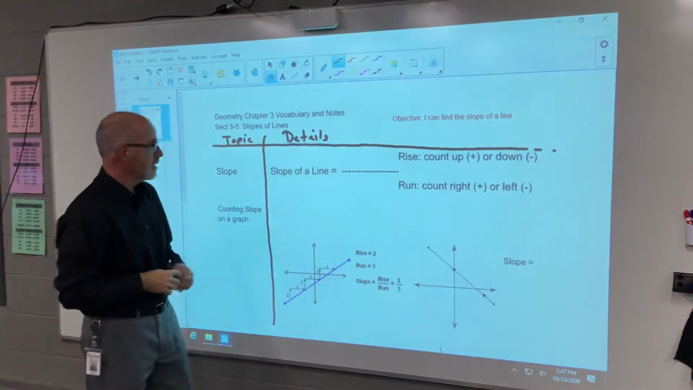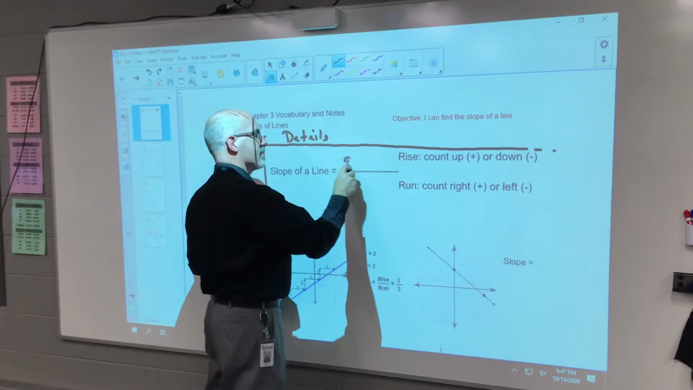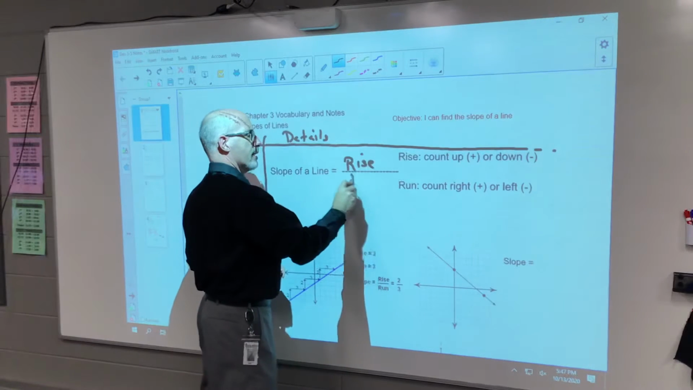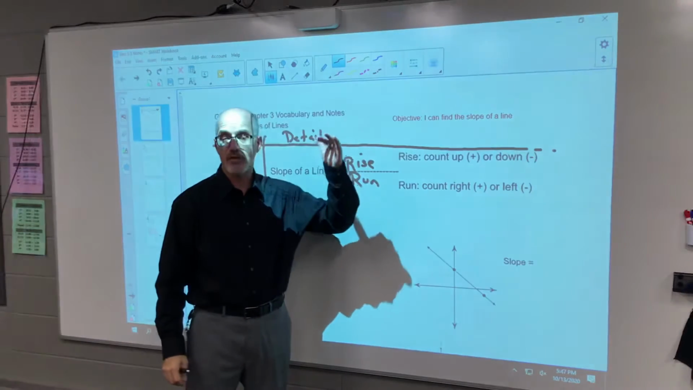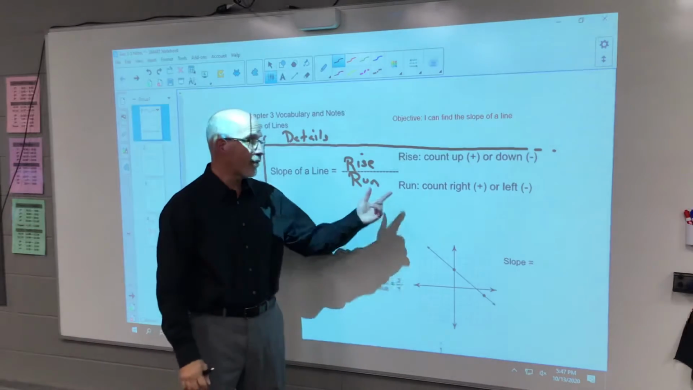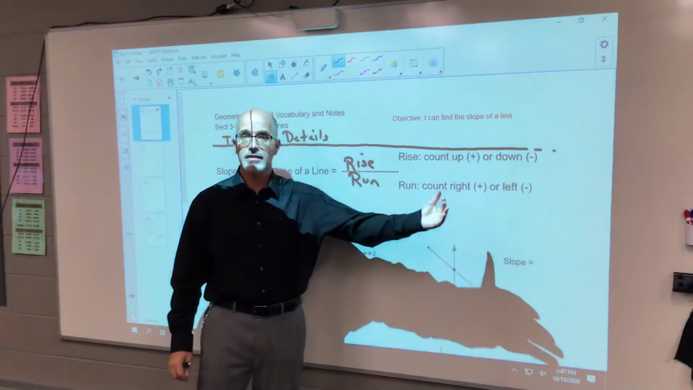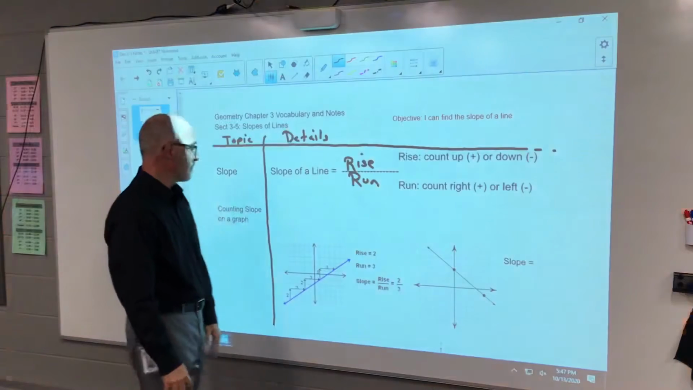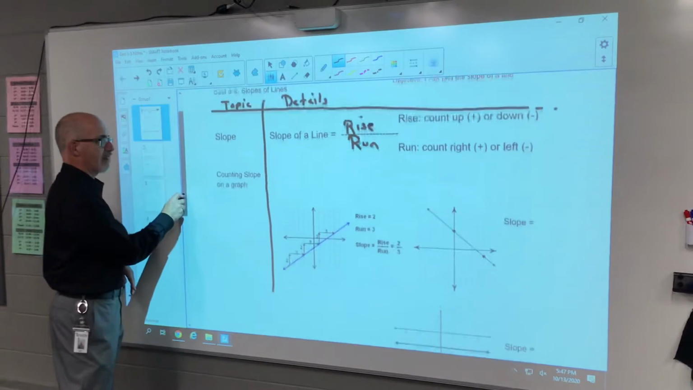When we look at the slope of a line, it equals rise over run, where the rise is how far you go up, which is positive, or down, which is negative, and the run is where you go side to side. If you go to the right, it's positive, and to the left is negative. So let's talk about how we count the slope of a line on a graph.